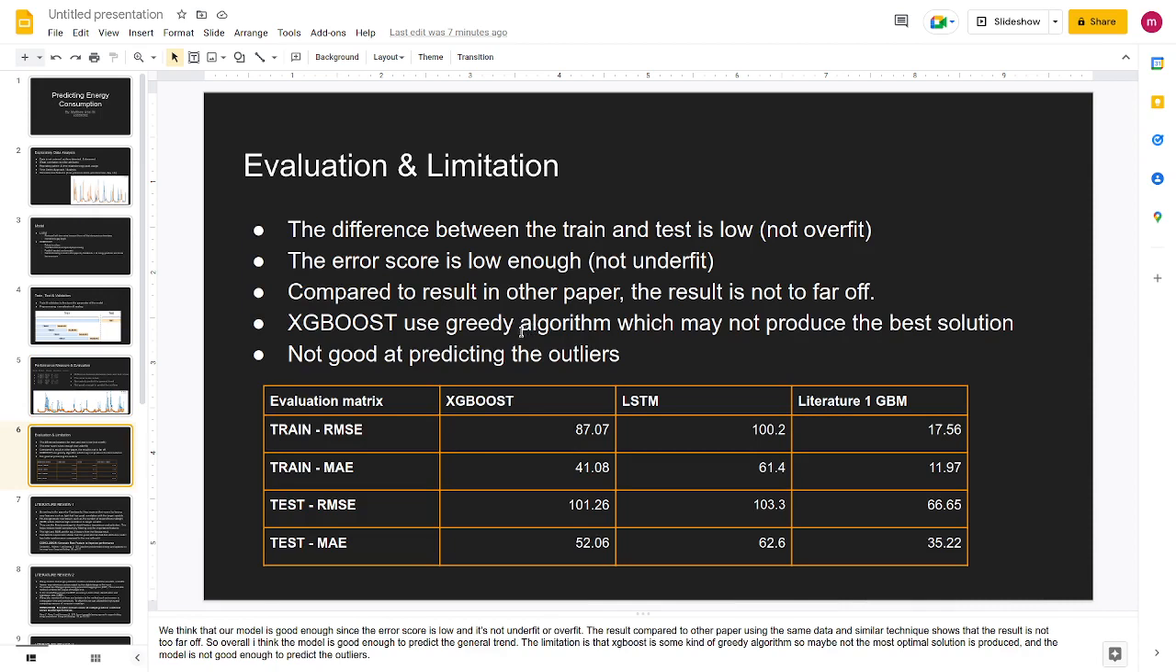Evaluation and limitation. I think our model is good enough since the error score is low and it is not underfit or overfit. The result compared to other papers using the same data and similar techniques shows that the result is not too far off. So overall, I think the model is good enough to predict the general trend. The limitation is that XGBoost is a kind of greedy algorithm, so maybe it does not produce the most optimal solution, and the model is not good enough to predict the outliers.